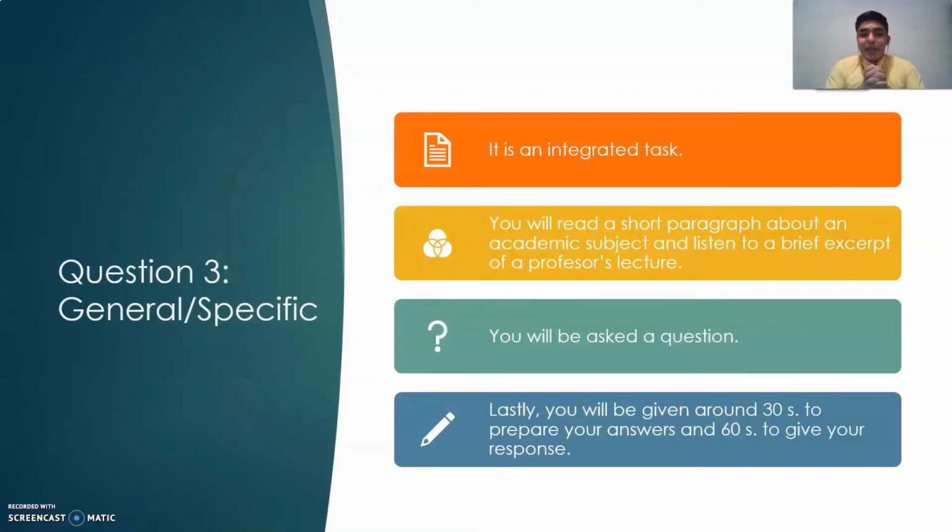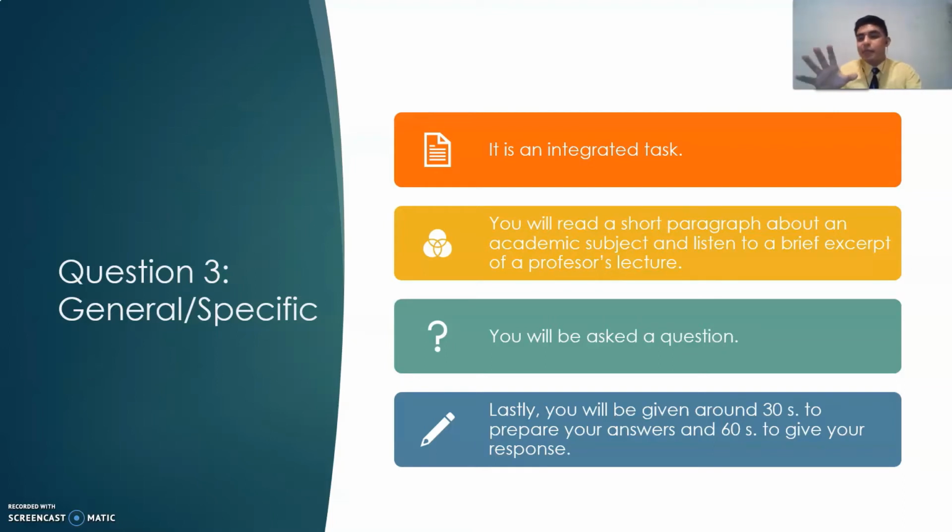Awesome, so let's start. Let me give you more information about question number 3. This type of question is going to be known as general and specific. Starting with that, we can say that it is an integrated task, meaning that we are going to be exposed to both a reading and a lecture from a professor in order to be able to answer the question.